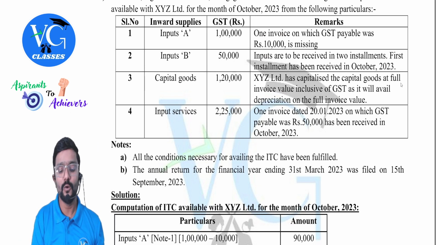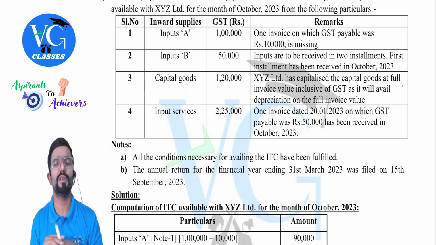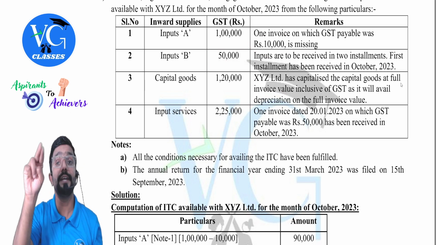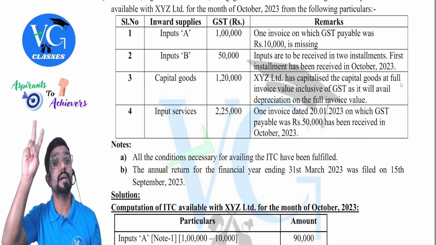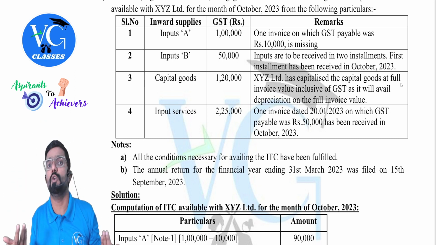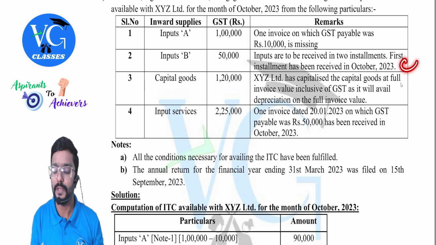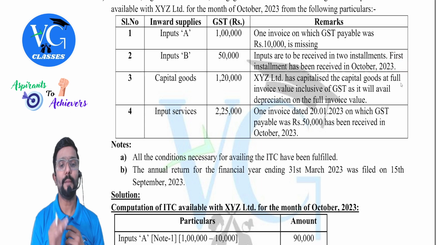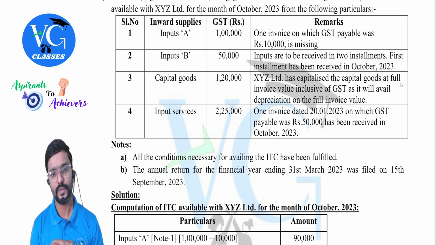Correct. Now, sir, out of 50,000, one lot is received. Can we claim 25,000? No. The entire 50,000 credit you will claim when you receive the second lot. Now in October, have we received the second lot? No, sir. That means the credit would be 0 for this.